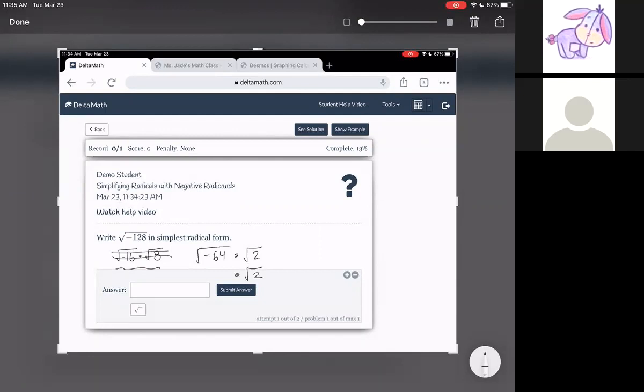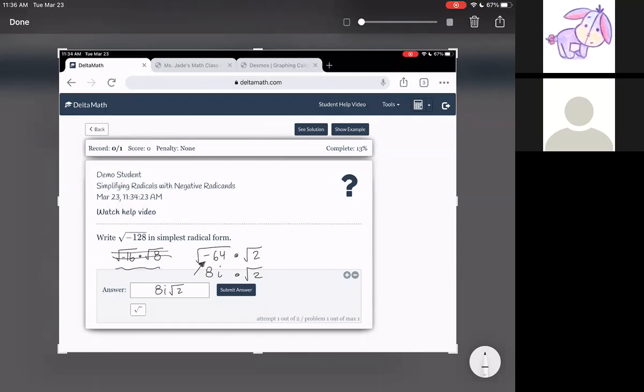8. Good. And then because it's negative 64, what do I have to put after the 8? What letter, I guess? I, which stands for the imaginary number, because i is the square root of -1. So after we square root a negative, i has to exist in our answer. So we have 8i radical 2. And that's what we're going to submit.